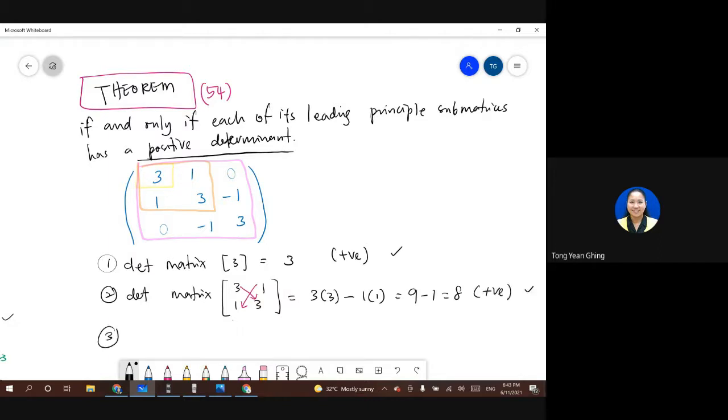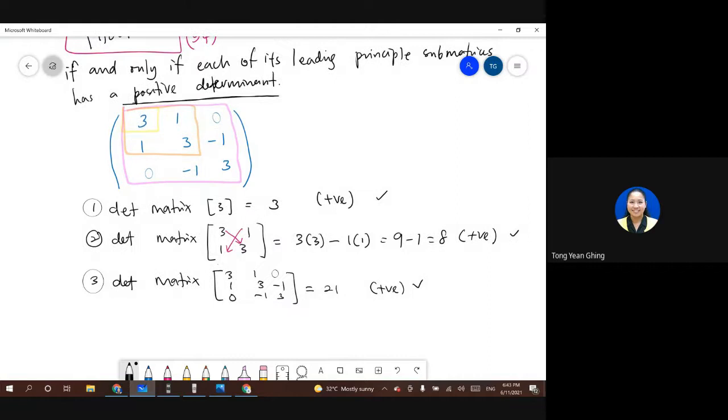And then the third one, the determinant of the matrix 3, 1, 0, 1, 3, -1, 0, -1, 3. This one we already found just now, it becomes 21. So this is a positive value. So this is by the theorem.